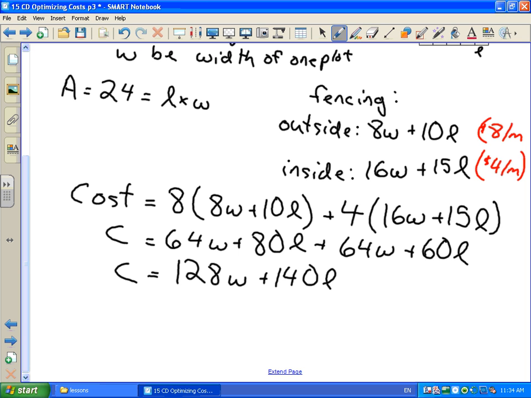Okay. So this is the function that tells us how much this is going to cost. This is what we want to optimize. So we're going to want to take the derivative, set it equal to 0, and solve for our critical numbers. Something we have to do before that, though. What is it? What do you think, Richard? What do we have to do first?